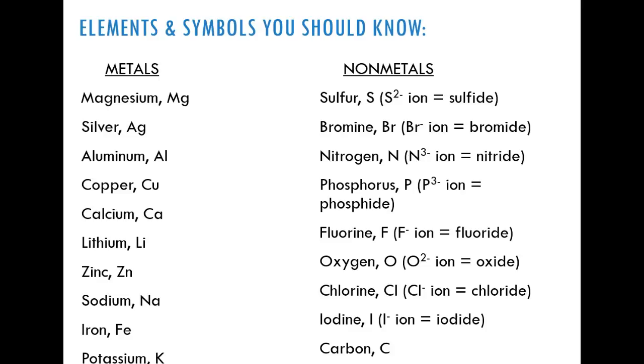So if you have magnesium in a compound, the name of the ion would just be magnesium. For nonmetals, we also have a list. Those are the ones found on the right of the zigzag line. We have sulfur, bromine, nitrogen, phosphorus, fluorine, oxygen, chlorine, iodine, and carbon.